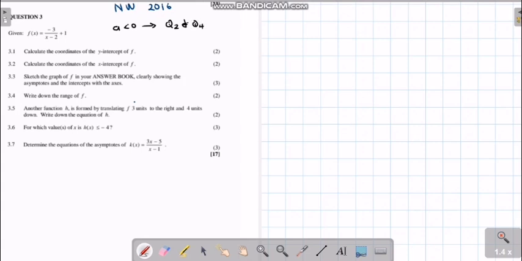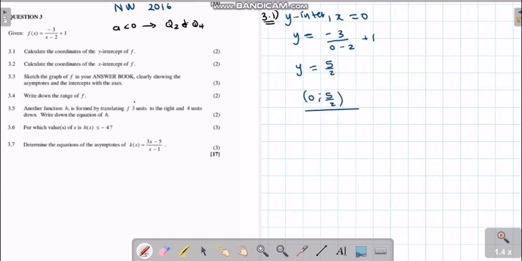Okay, so now let's check our first question, 3.1. 3.1 says what? Calculate the coordinates of the y-intercept. We're told in grade 10 that for y-intercept x is 0. The y-intercept is the point that lies on the y-axis. So y is equal to negative 3 all over 0 minus 2 plus 1. 3 over 2 plus 1 is 5 over 2. Our coordinates will be (0; 5/2). So that's our y-intercept.